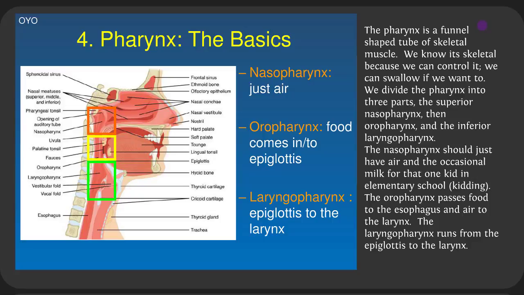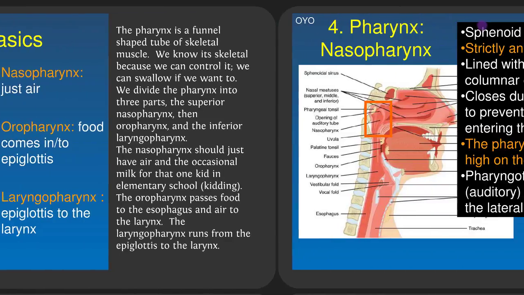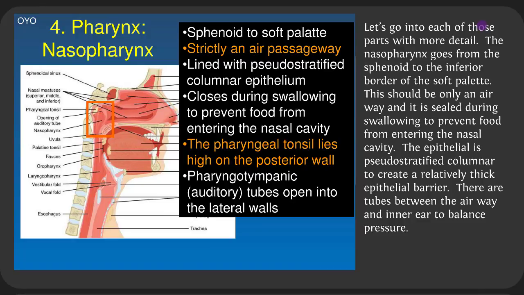The nasopharynx should just have air and the occasional milk from that one kid in elementary school. Kind of kidding. The oropharynx passes food to the esophagus and air into the larynx, and the laryngopharynx runs from the epiglottis to the larynx. Let's go into each of these with a little bit more detail.